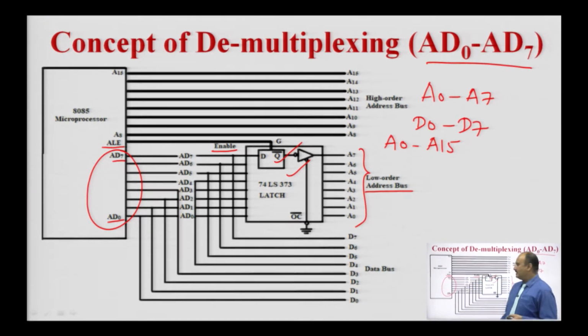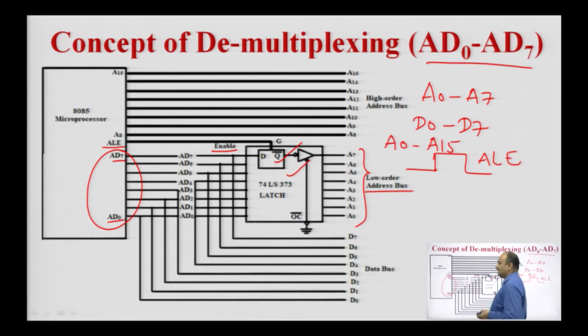After the T1 state, the ALE signal changes its state from logic 1 to logic 0. So, this is nothing but the ALE signal. This ALE signal will change its state from logic 1 to logic 0, and it will disable this latch. Once the latch is disabled, it will not allow the information to pass from the input to output. So, after the T1 state, the lines which are the multiplexed address and data bus, or the lines which are used to carry both address and data, will be used to carry the data, that is D0 to D7. This way the microprocessor will demultiplex the address and data bus with the help of the latch.